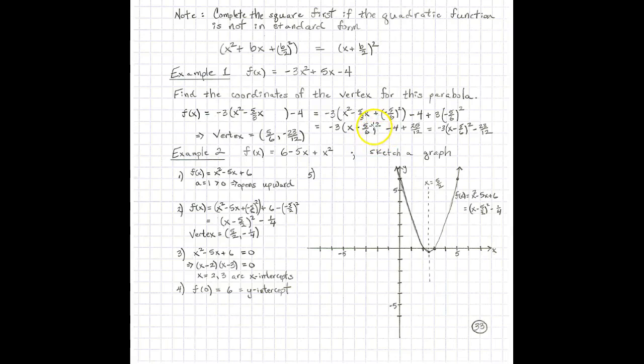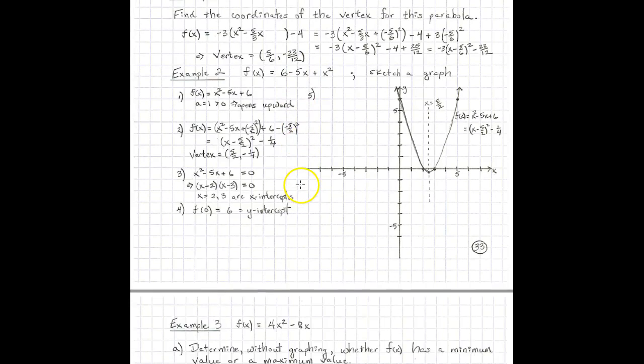So what that does is allow this now to be a perfect square. So I have minus 3 times the quantity x minus 5/6 squared. That tells me the x value of the vertex. And then I have to simplify these constants together. When I do that, I end up with minus 23/12. So the vertex is at 5/6, minus 23/12.